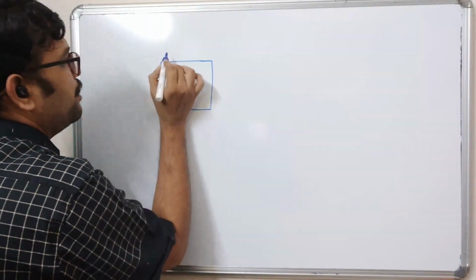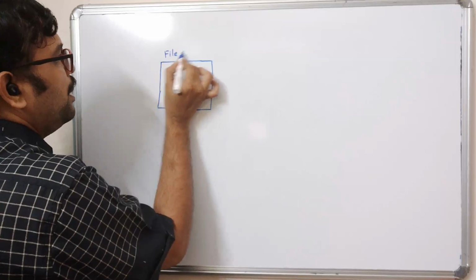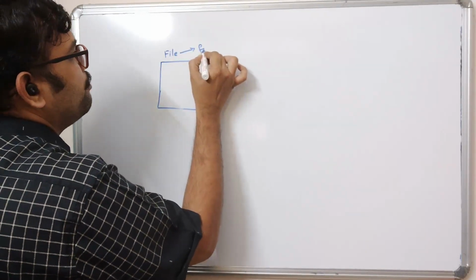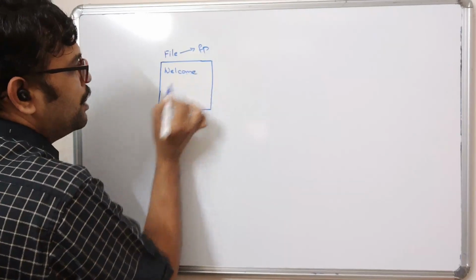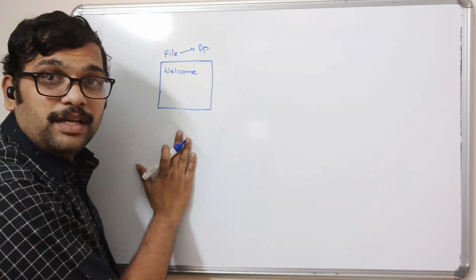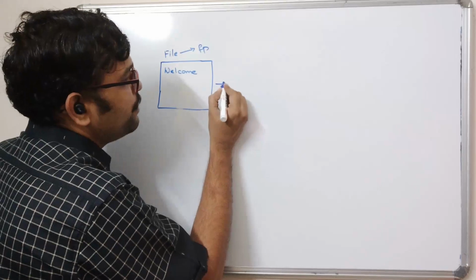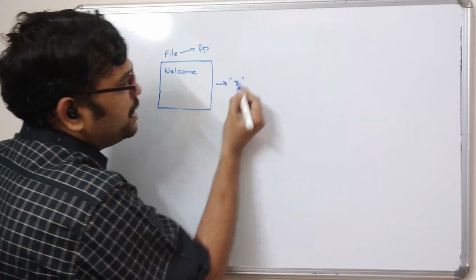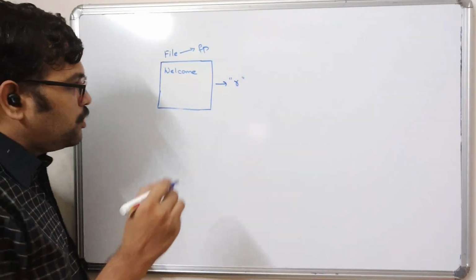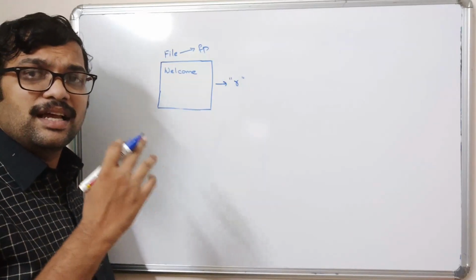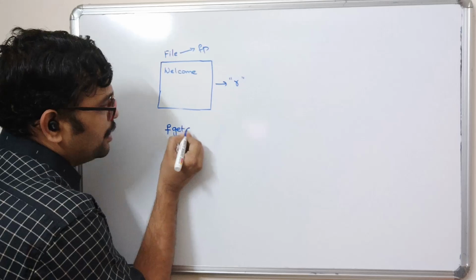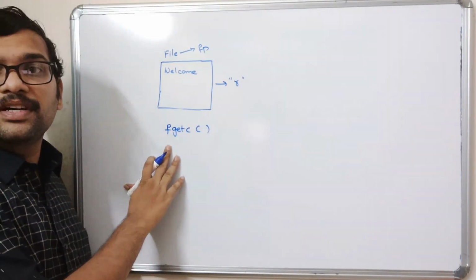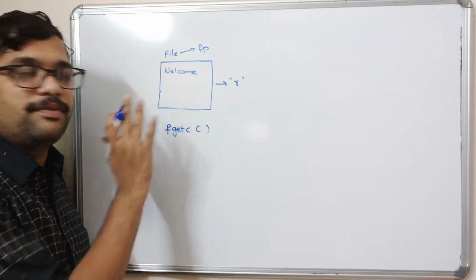So let it be, this is a file, with a file pointer F. And here let us assume the data is "welcome" and we need to read the data from this file. If you want to read this data, we have to open it in read mode. There is a function which reads a character from the file, called fgetc. So we can use this fgetc function to read the character from the file.